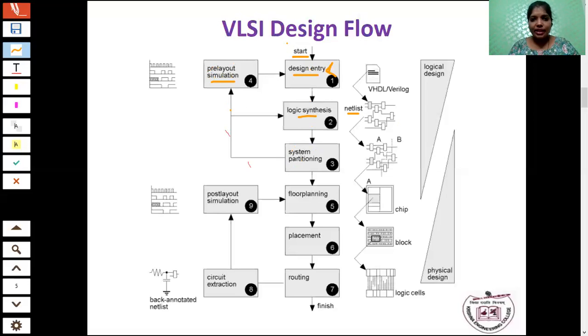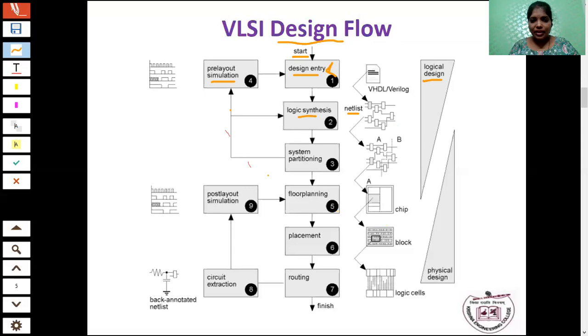Generally this VLSI design flow is classified into two parts: one is the logical design, the second is the physical design. The first three, design entry, logical synthesis and system partitioning, come under the logical design. The remaining steps, such as floor planning, placement, routing and circuit extraction, come under the physical design. Once we verify the logical design, we go for the physical design.